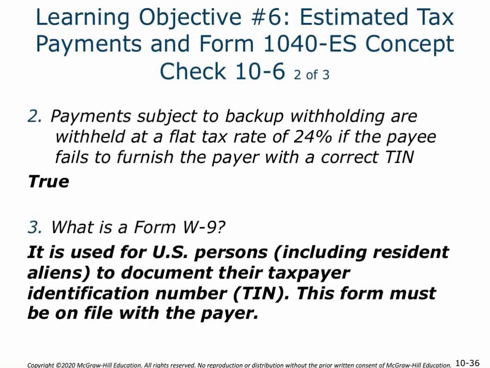Concept check 2. Payments subject to backup withholdings are withheld at a flat tax rate of 24% if the payee fails to furnish the taxpayer with the correct tax identification number. That is true. Concept check 3. What is a Form W-9? It's going to be used for U.S. persons, including resident aliens, to document their taxpayer identification number. This form must be on file with the payer.